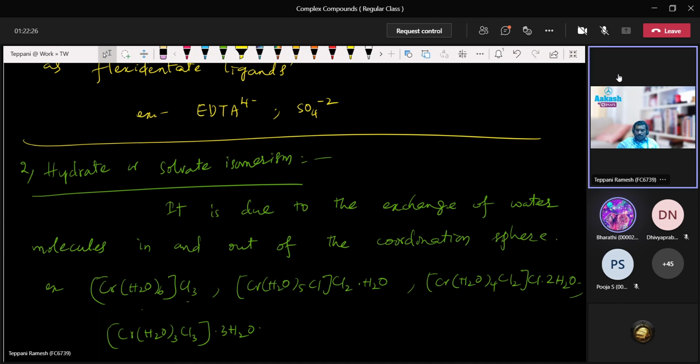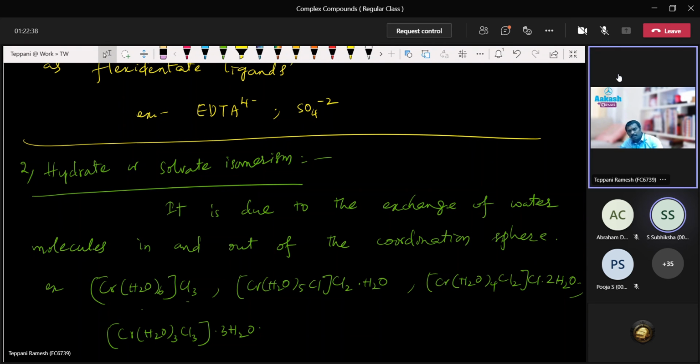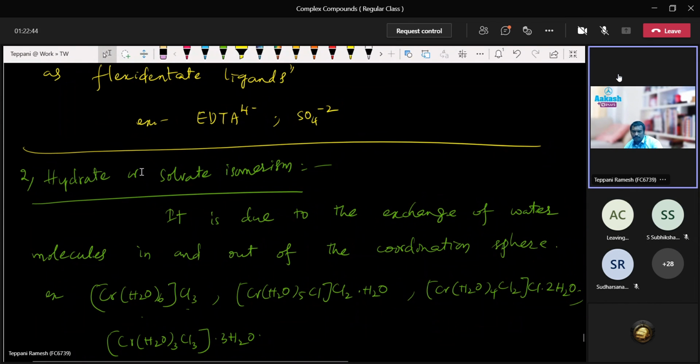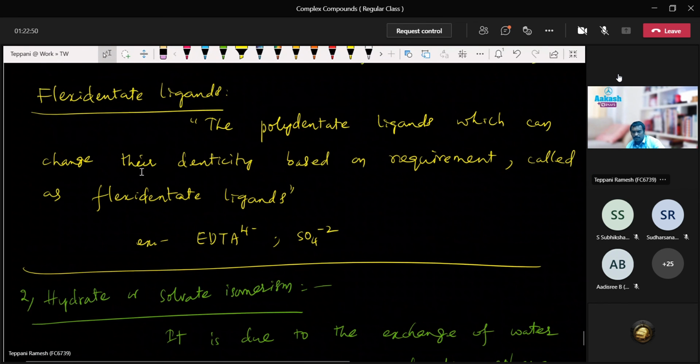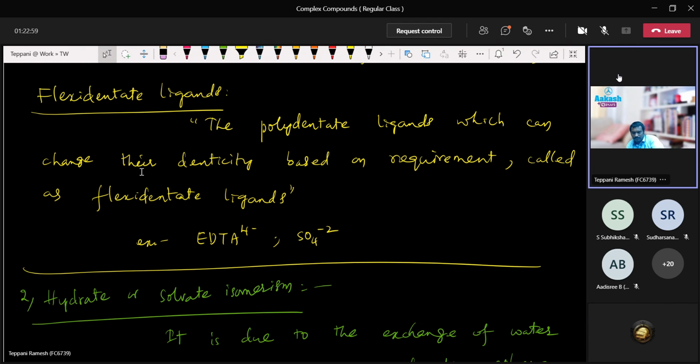Completed, sir. Okay, right. Thank you. Sir, can you show this flexible ligand definition alone, sir? Which one? Flexible ligands. Okay, is it written by all of you? Yes, sir. Thank you, sir.